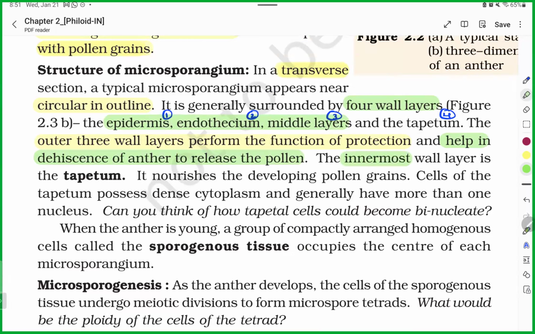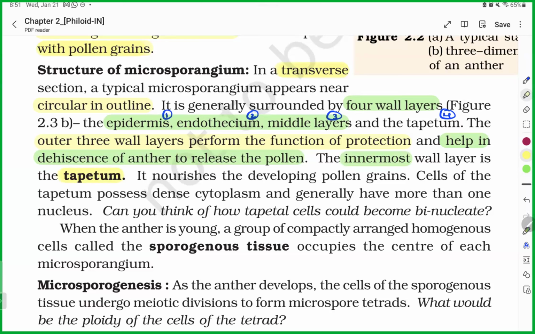Anvita, what is the meaning of dehiscence? It's the sense of opening, right? It splits, right? Yes, Anvita. Splitting, opening. Yes.